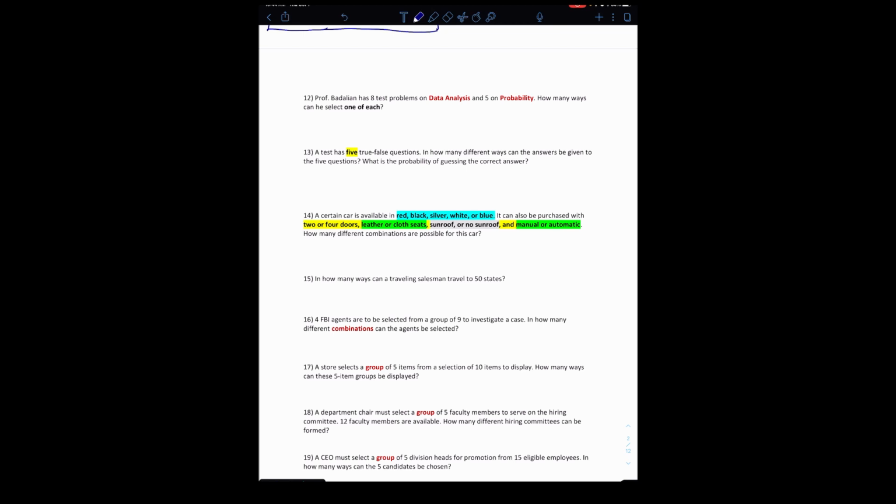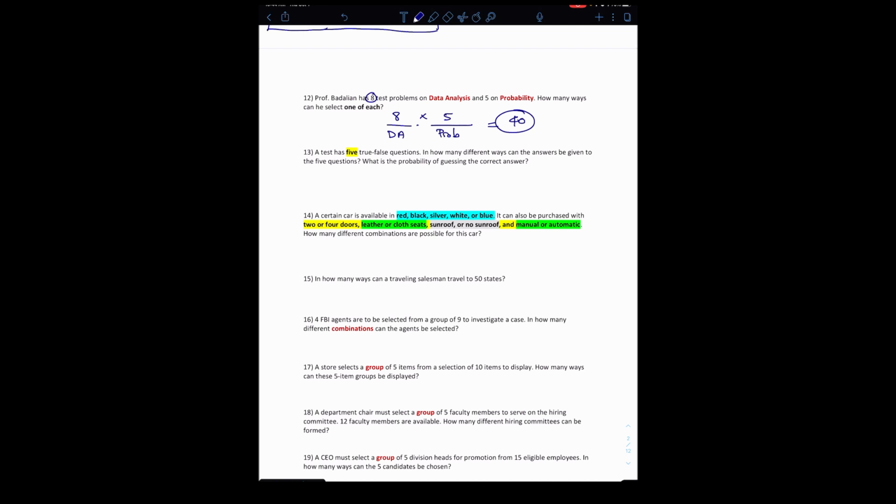So again, this is a straightforward 2 positions. Data analysis is the first position. Probability is the second position. You have 8 test problems for data analysis, so you have 8 choices of questions for that. And you have 5 choices of questions for probability. And that's basically 8 times 5, which is 40. Yeah, I know, you can't believe it's that simple.